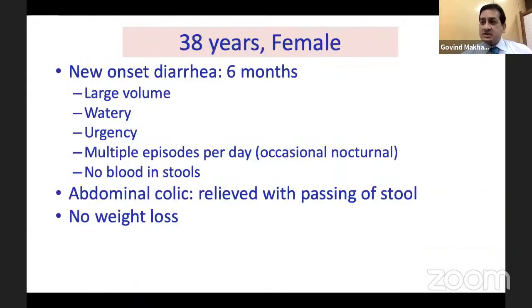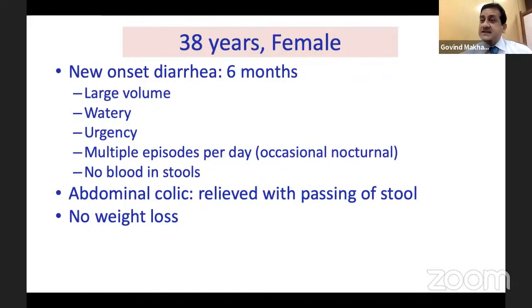So let me start with a case. This is a 38-year-old female who came to us with new onset diarrhea for the last 6 months, which was large volume and watery. And she has urgency. Once she has an urgent desire to pass stool, she rushes to the washroom, and as she sits there, she will pass a large amount of watery stool. She has multiple such episodes per day, and she had no blood. She had mild abdominal pain, which used to get relieved with passage of stool, and no weight loss.